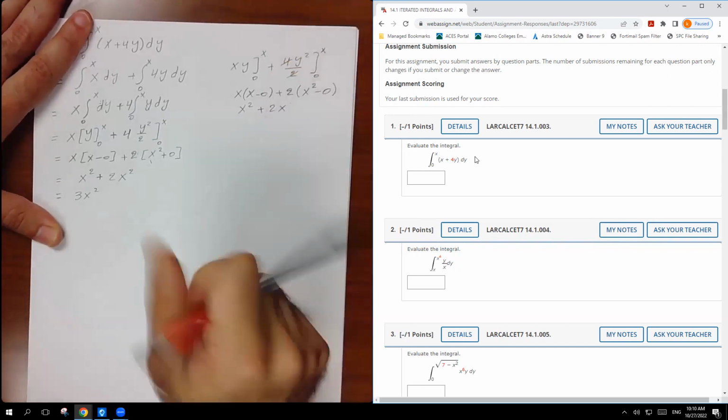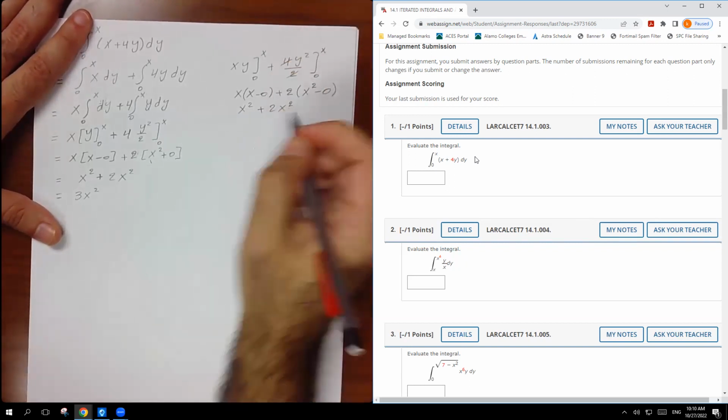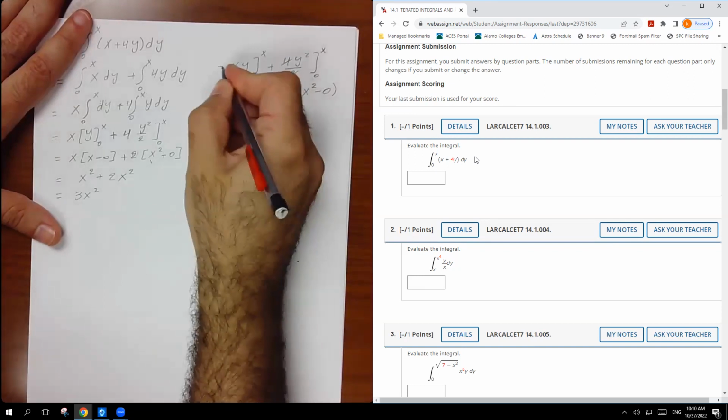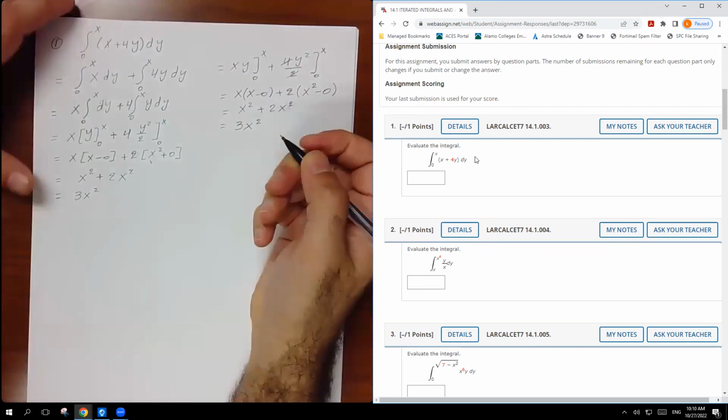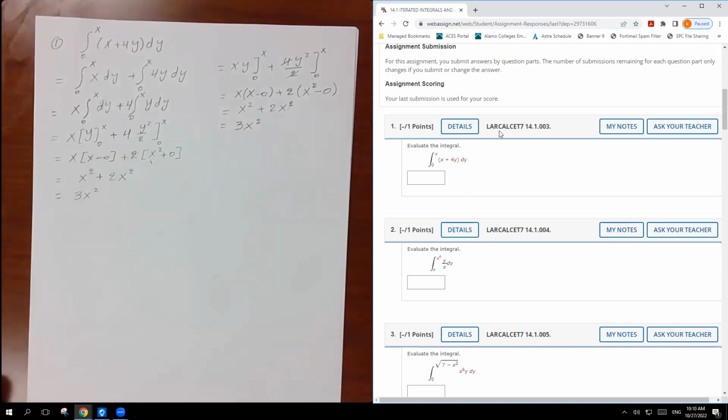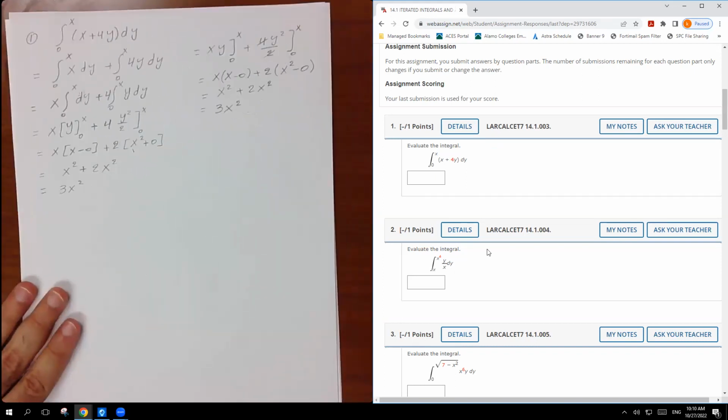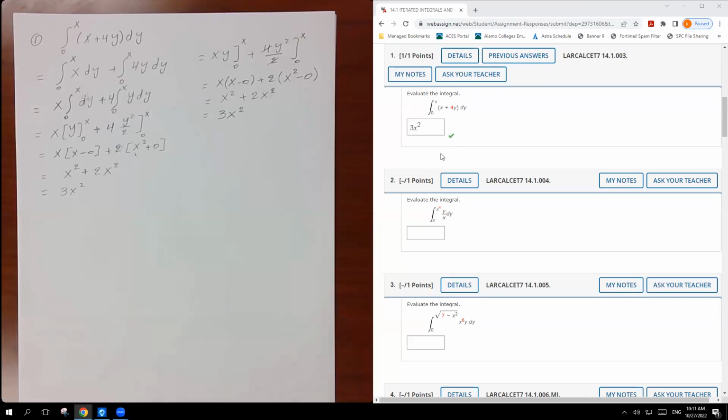So it's up to you. Both are going to be right. This is just a shortcut. And this one is going to be 3x squared. Here we go, we got the 3x squared. That's right. Let's go to example 2.